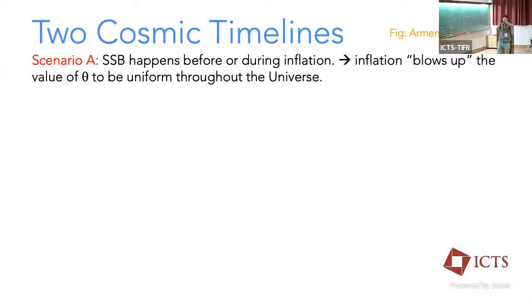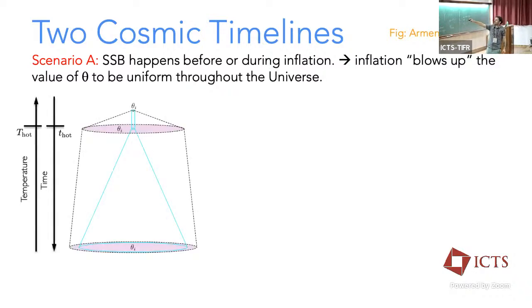But inflation comes, gets one patch of the universe, which is very inhomogeneous, and makes it very homogeneous. So now we just have one value of theta everywhere. Life is easy. Life is very wonderful and easy when it's like this. Here's a sort of picture for that.